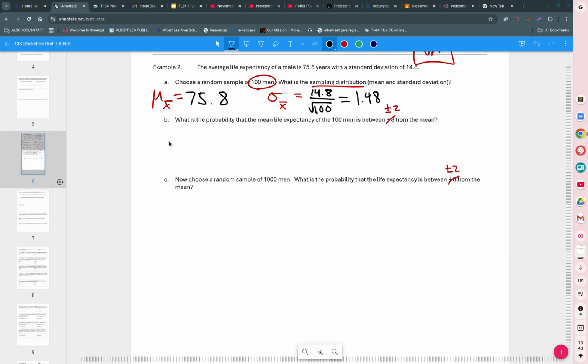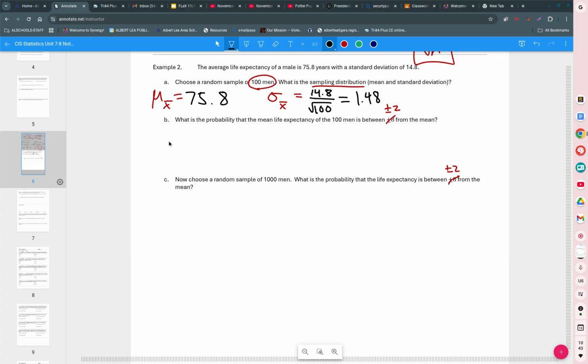Okay. Is everybody clear where I grabbed the mean? That's easy, right? Just grab the mean from the previous spot. But the standard deviation, you have to take it and divide by the square root of the sample size. So let's go to the next part.